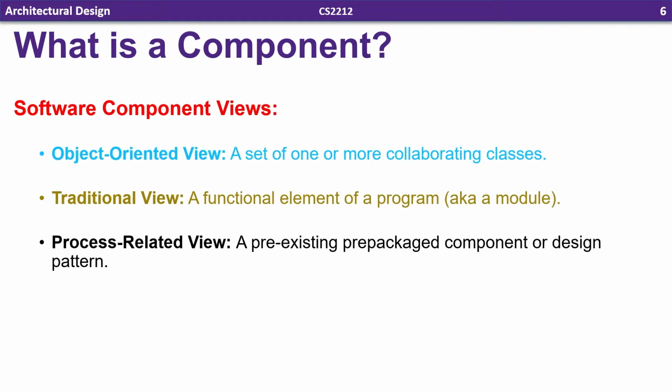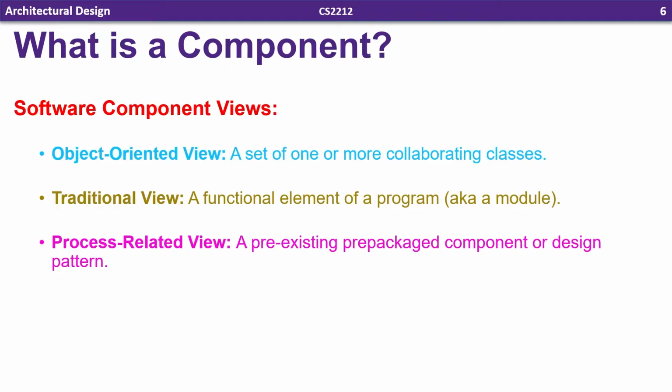In the traditional view, such as in languages like C, that lack classes and objects, a component is a functional element of a program that incorporates processing logic, the internal data structures, and all interfaces. This is often called a module. In C, a component could be as simple as a C file that contains specific functions and data structures, and a header file that provides an interface for this component and hides implementation details.